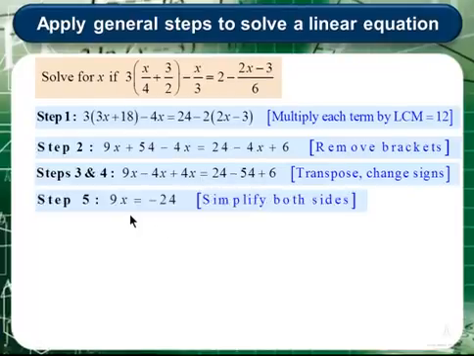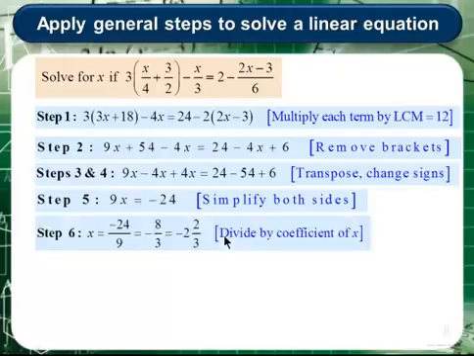The next step would be to then simplify the left and the right hand side by consolidating the terms, and we have the resultant equation 9x is equal to minus 24. Please check that. After this, we have to get rid of the coefficient here in front of the unknown x in order to make x the subject of the formula or to generate the solution for such a linear equation.